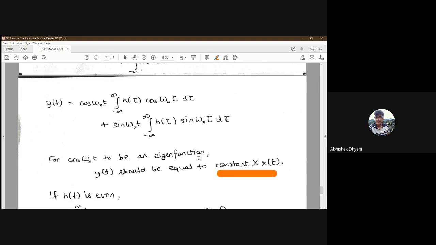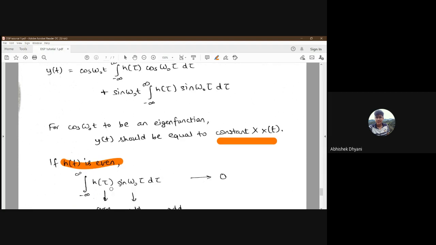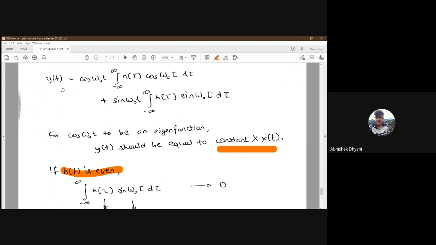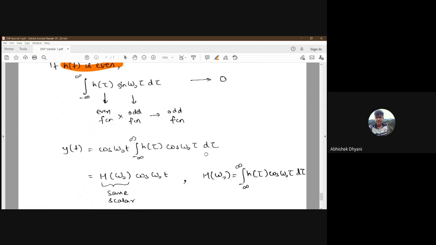So for that, we observe that if h(t) is even, then this second integral is made up of a product of an even and an odd function. If h(t) is even, then this product will become an odd function, and the integral of an odd function over these limits will converge to 0. So if the second term of the integral goes to 0, we are only left with the first term, which is this one. And this is nothing but H(omega naught) times cos omega naught t.